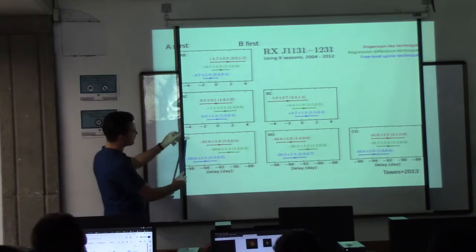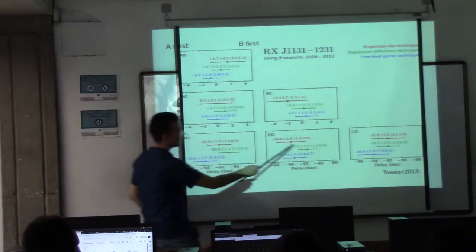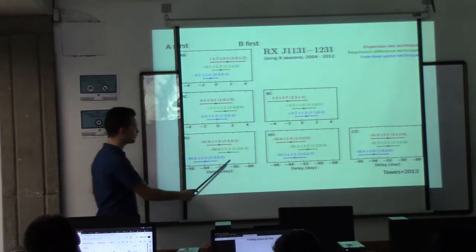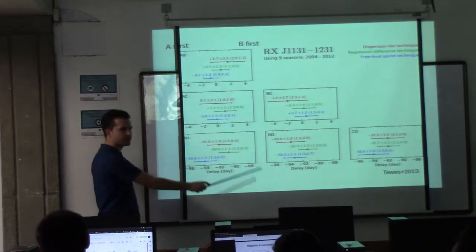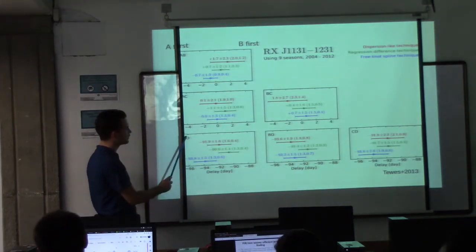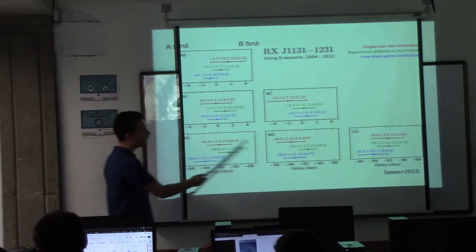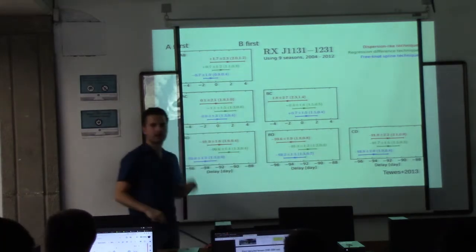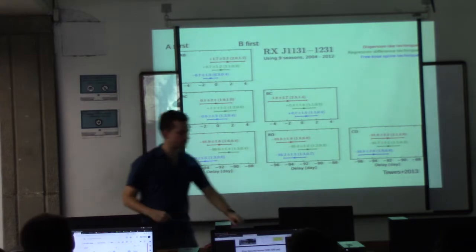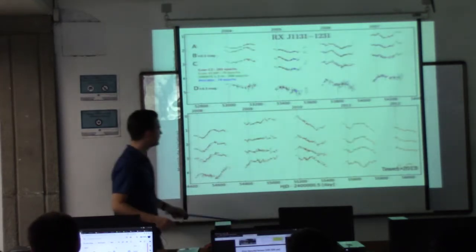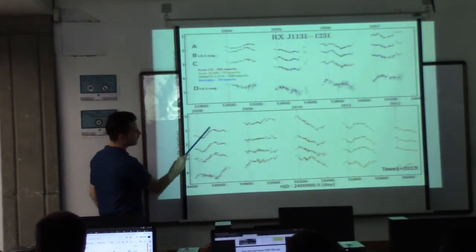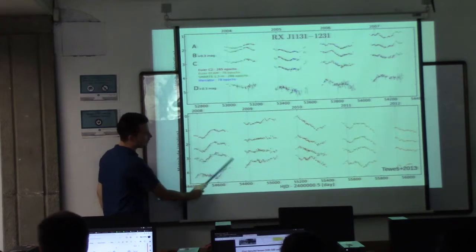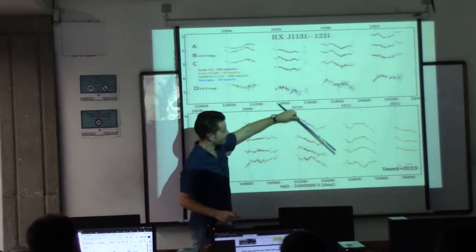And now you can see the difference between A and D, B and D, and C and D. What you should take from here is that these numbers are very negative. That means that for images A, B, and C, the signal arrives well before image D. And this is exactly what we saw here when the light curve is ramping up and then going down.